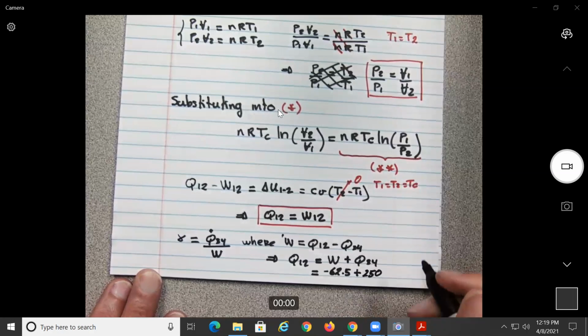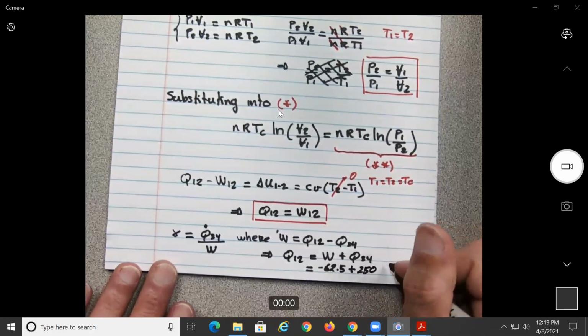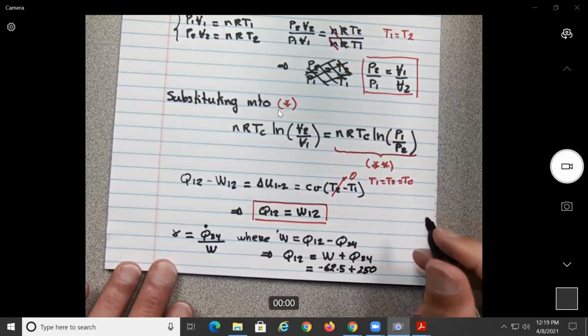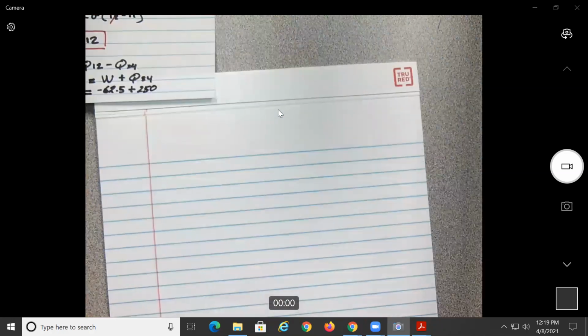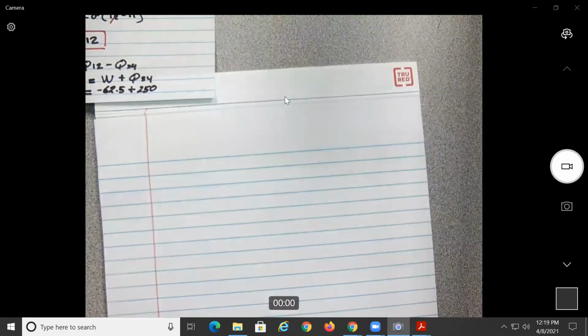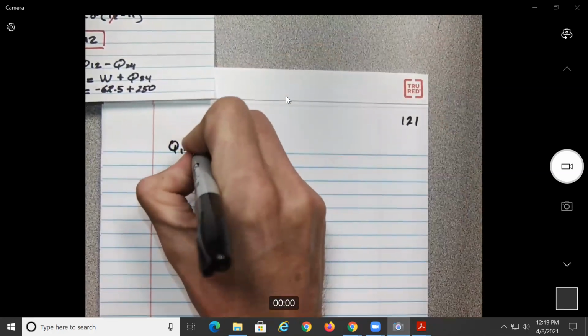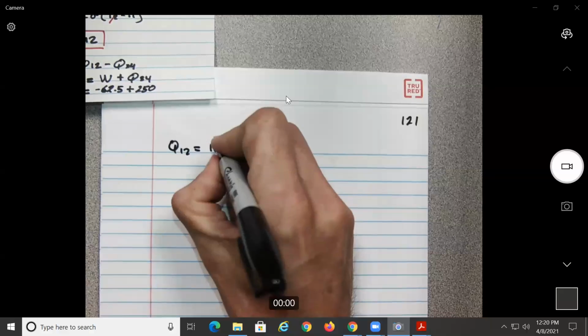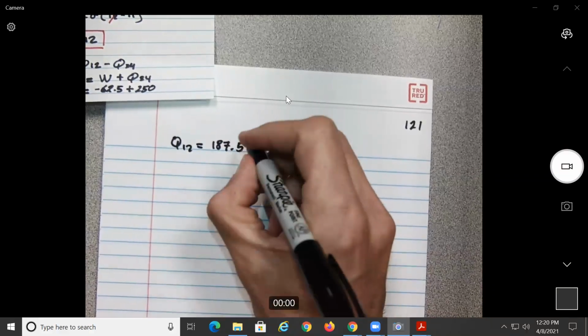So what is the difference? I got 187.5. So Q12, let me go to the next page. Q12 is 187.5, yeah, kilojoule.